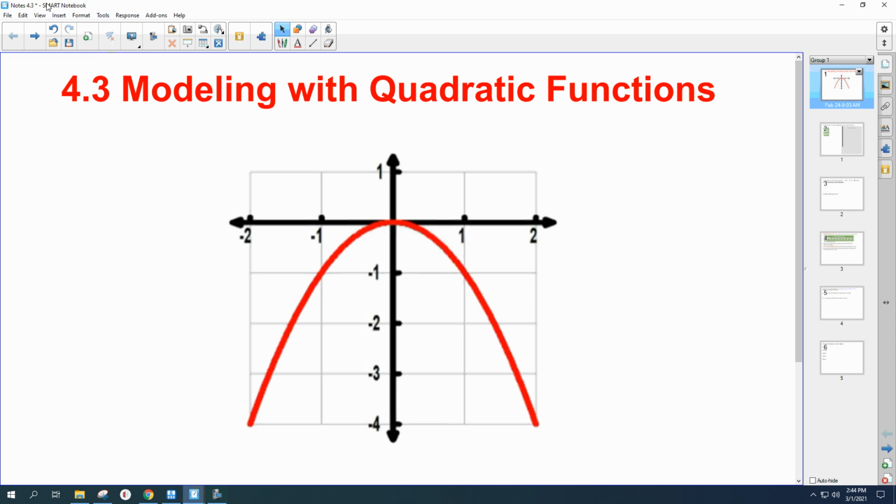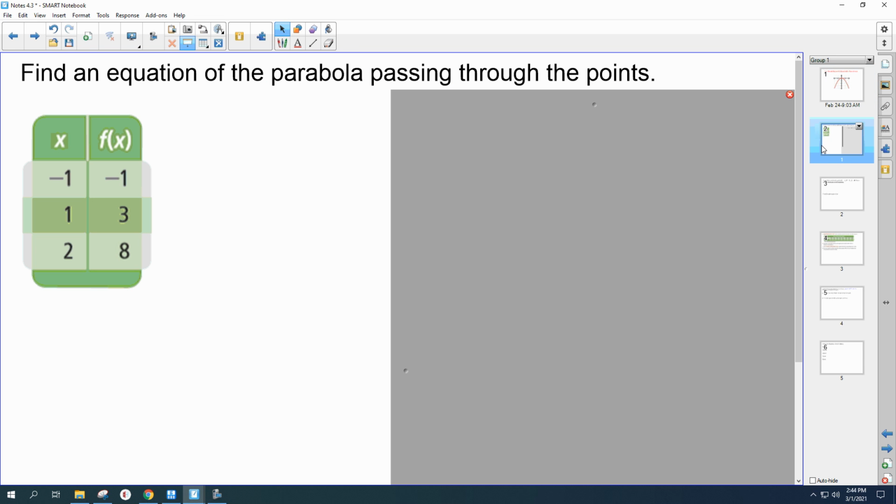4.3, modeling with quadratic functions. We all remember quadratics are parabolas, so keep that in mind. Find an equation of the parabola passing through these points. So we have to take these x and y numbers and find a parabola. So it's pretty easy using technology.